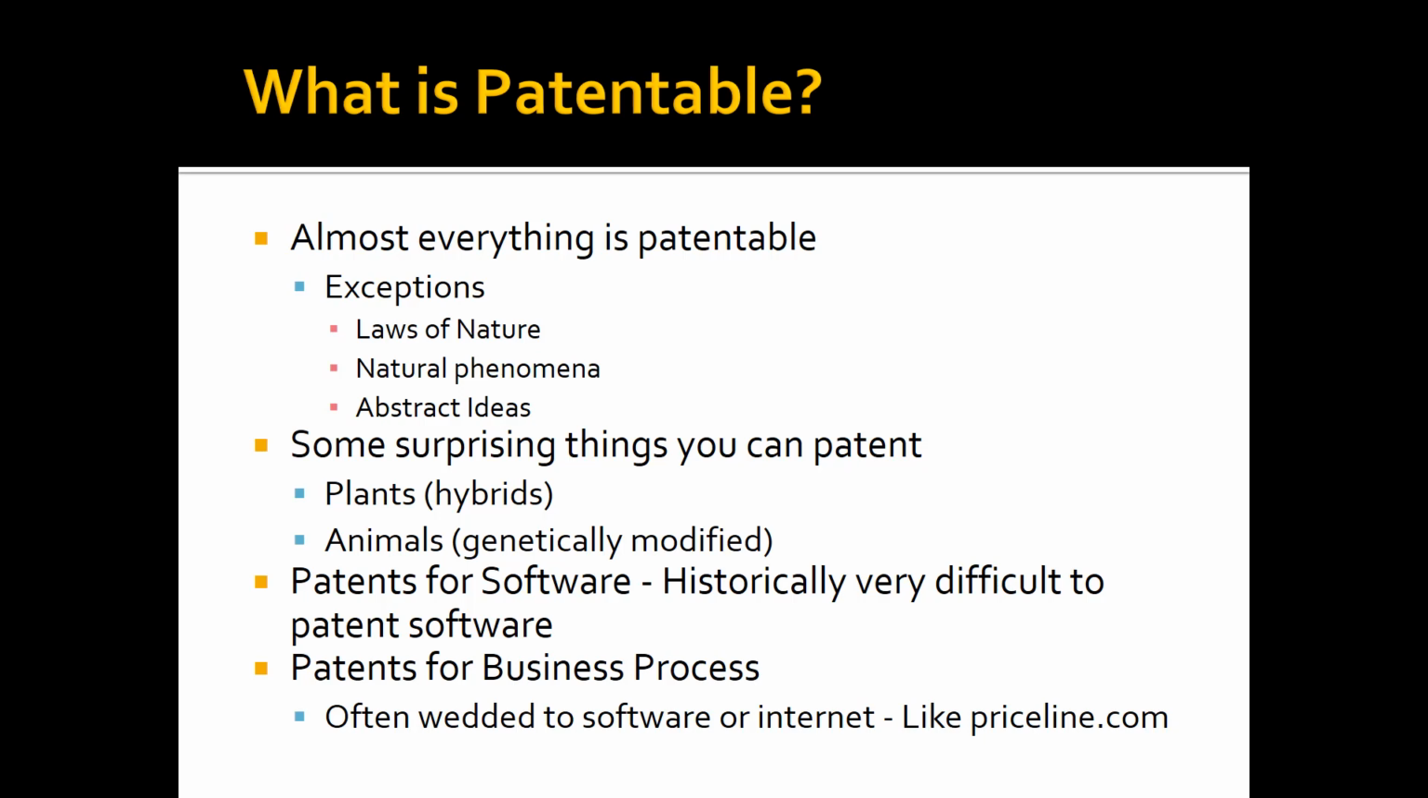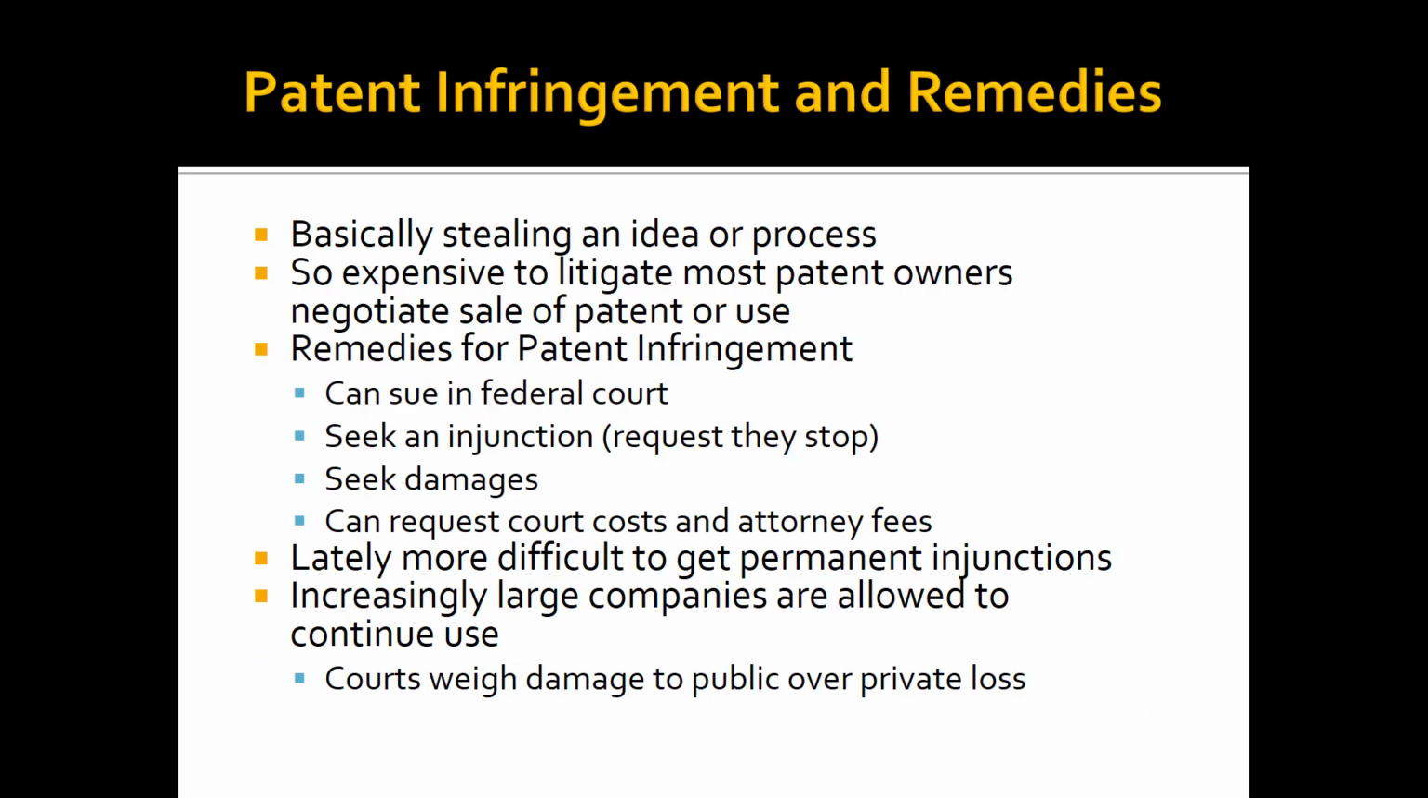Same thing can be done with animals. You can patent software, although that's pretty hard. One thing you can do is patent a business process. So you've got companies like Priceline that try to control those things, but a lot of that, again, is difficult to enforce. So what's the use of these patents?